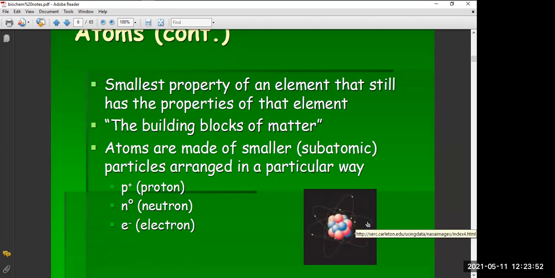Yes. So you're seeing that? That's just a symbol for a proton. Protons are always positively charged. Always. Neutrons are neutral. Electrons are always negatively charged. And these 3 subatomic particles make up an atom, which is the building block of matter.